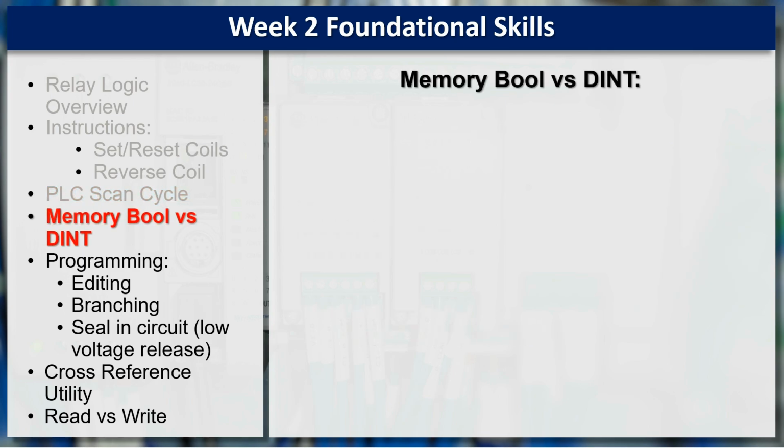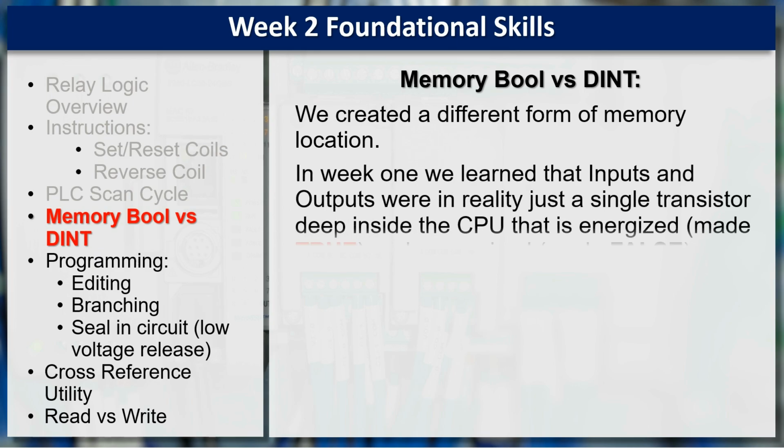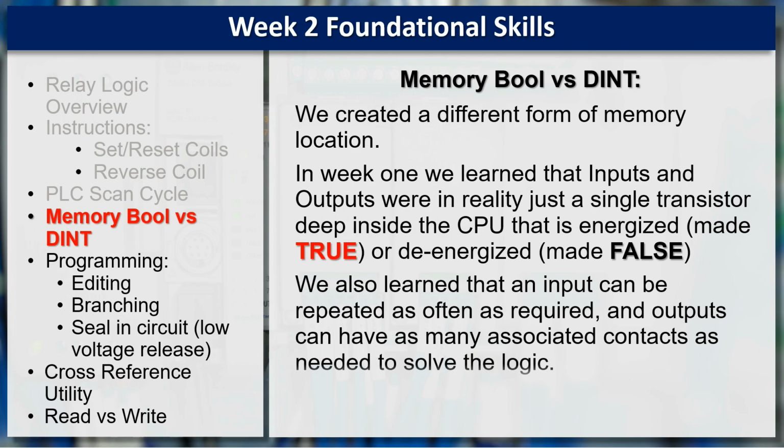We also started to look at some of the memory locations and how they function. We created a different form of memory location. In week 1, we learned that inputs and outputs were in reality just a single transistor deep inside the CPU that is energized, made true, or de-energized, made false. We also learned that an input can be repeated as often as required, and outputs can have as many associated contacts as needed to solve the logic.